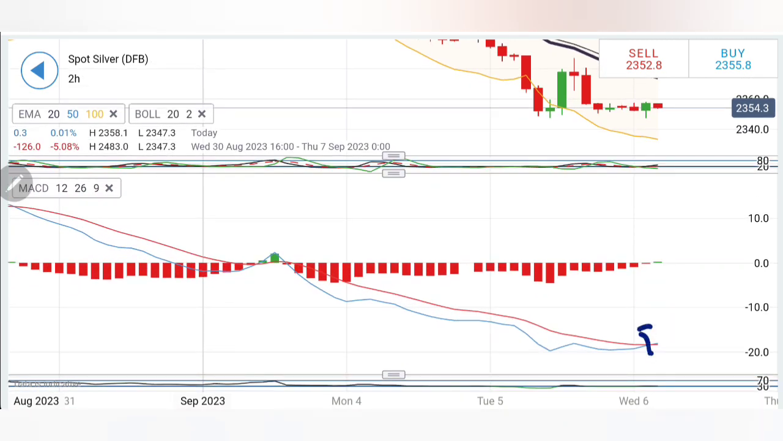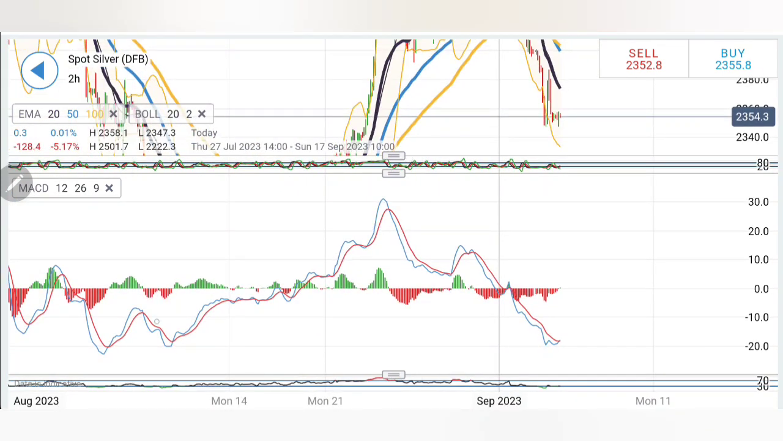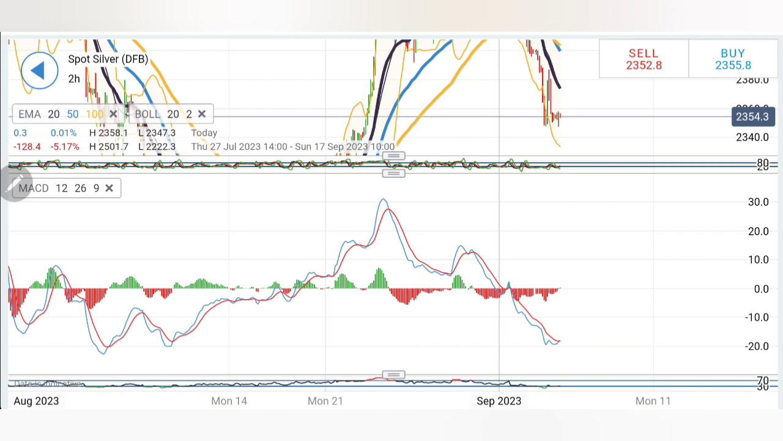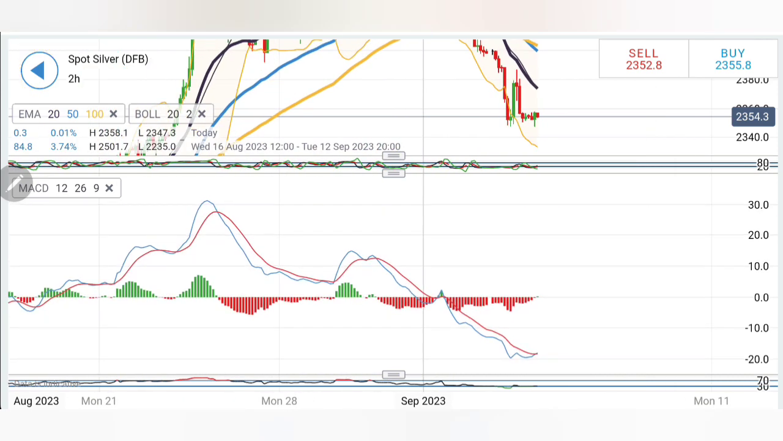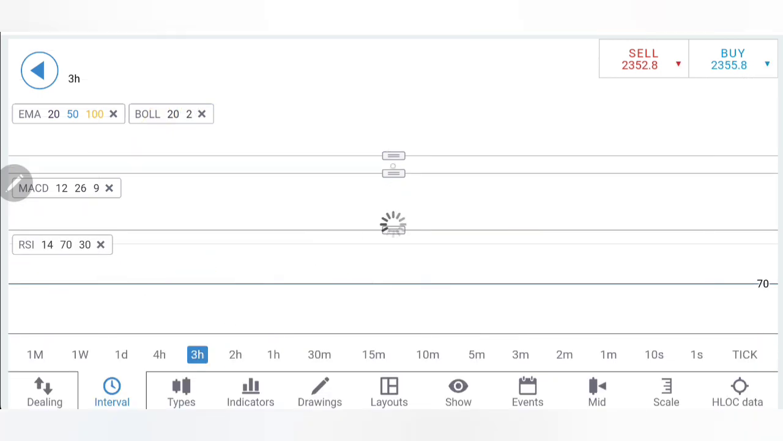MACD, now look at MACD on the 3-hour charts. It has just crossed over, and look at where this crossover is coming from. Almost the bottom here, it has completed the journey. So from here there can be a little recovery. I will not use the word should, but there can be a little recovery right now, and we may see bullish momentum continuing here. RSI at bottom, coming to 3-hour charts.